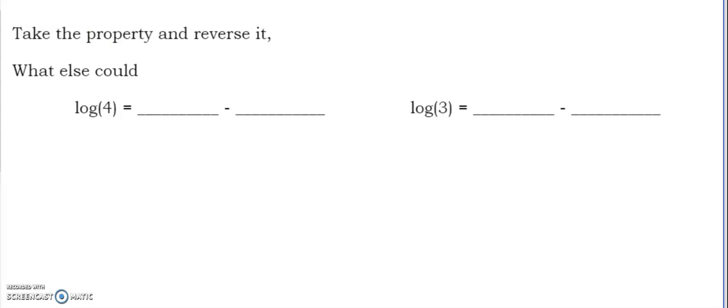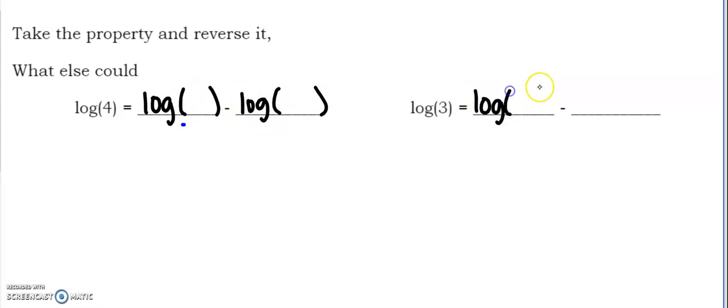We're looking for an answer of 4. So we need two numbers that'll go inside this log that when we divide them, we get 4. In this one, we need two numbers that when we divide them, we get 3. So I'm going to go with 40 divided by 10. That gets me 4. For 3, I'm going to go 27 divided by 9, which would get me 3.